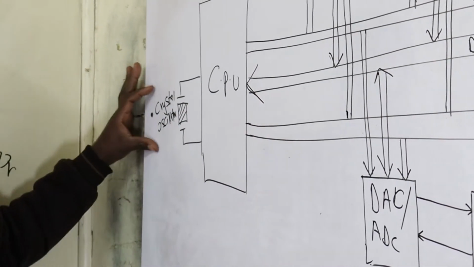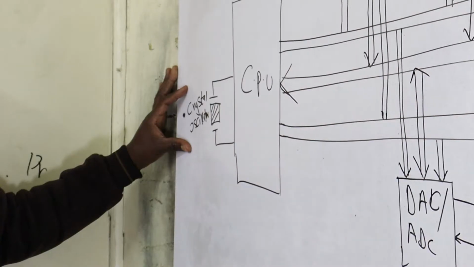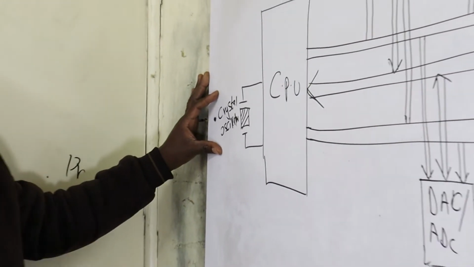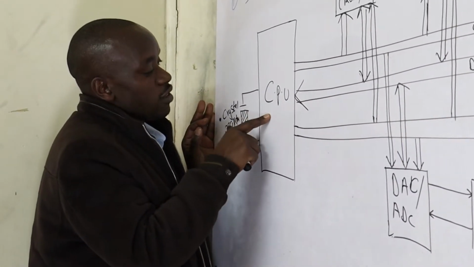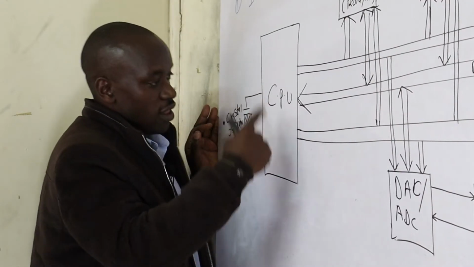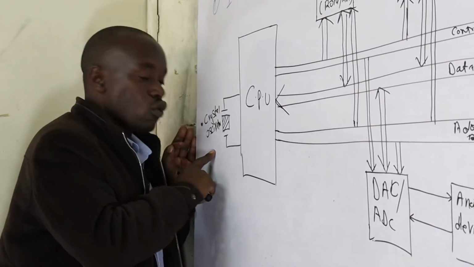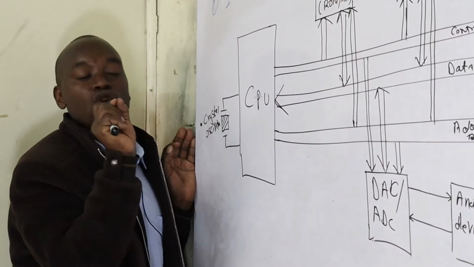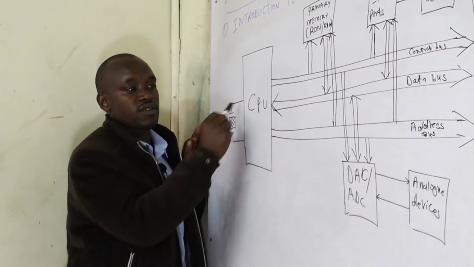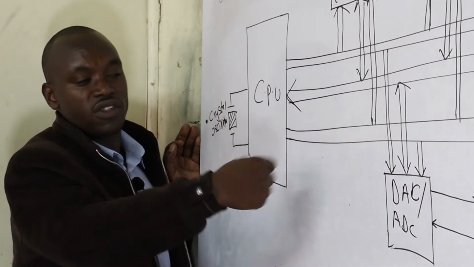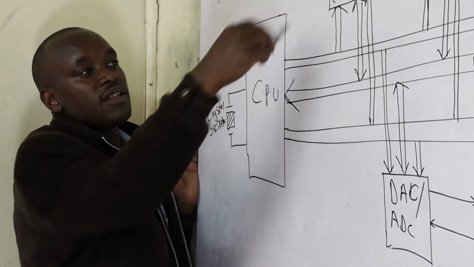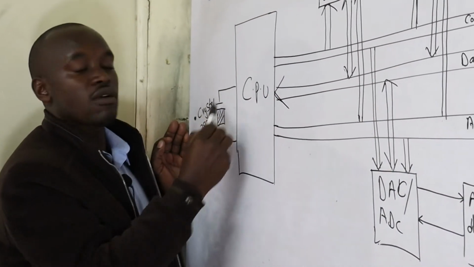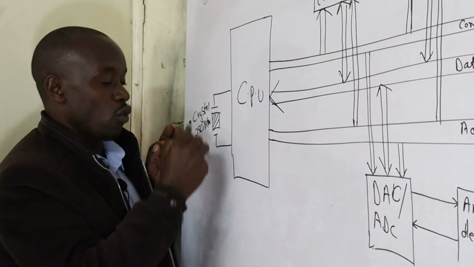Now, for example, the crystal oscillator. The work of the crystal oscillator is to trigger the central processing unit so that it can function, and it is also supposed to do what we call synchronization. It synchronizes the transfer, the control signals that are moving. So anything which is happening in this system is being synchronized by the crystal oscillator.